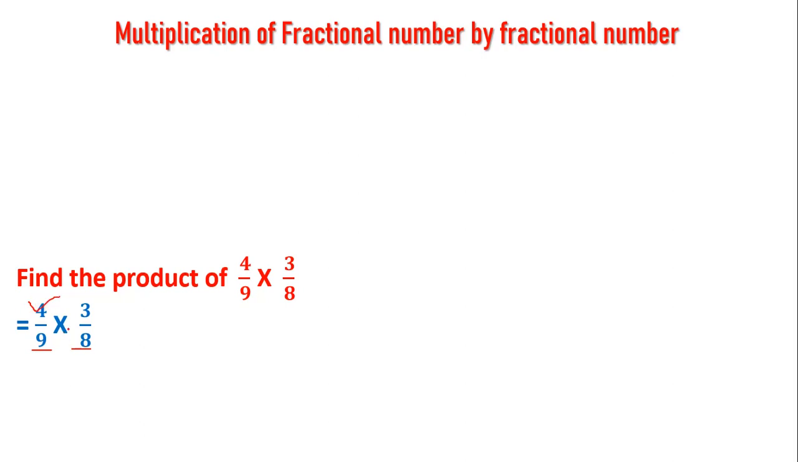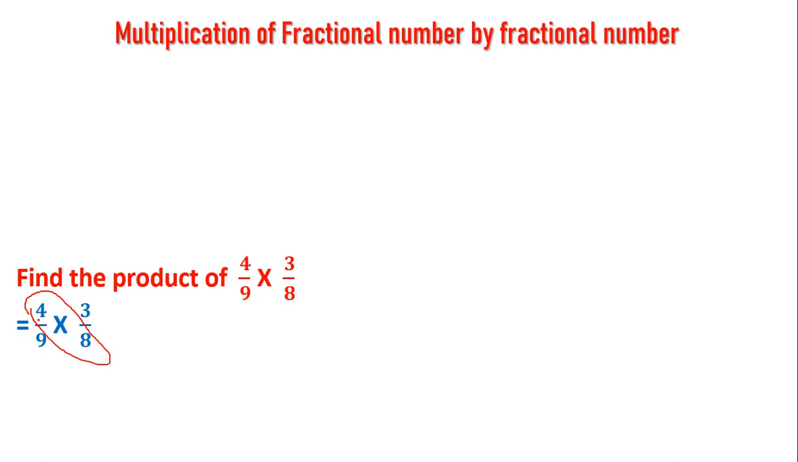In the same way, in the second fraction we have 3 in the numerator and 8 in the denominator. This 3 and 8 don't have a common factor other than 1. Because of that, this 3 by 8 is also in the simplest form. We confirmed the given fractions are in the simplest form. After this, I will check the common factors of the numerator of the first fraction and the denominator of the second fraction. If there is any common factor, then I will divide this numerator and denominator by that common factor.